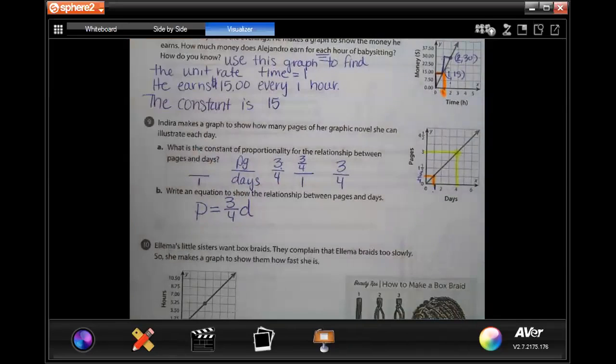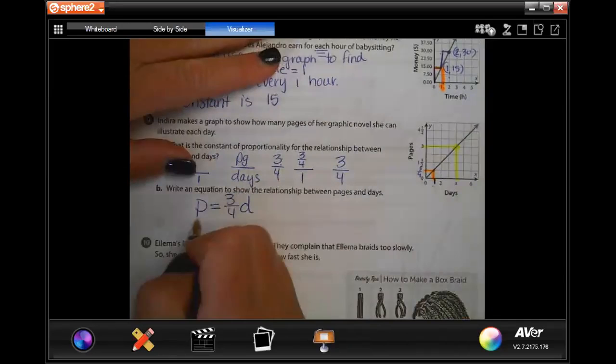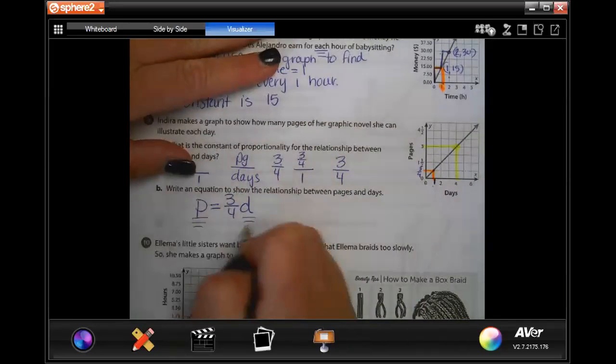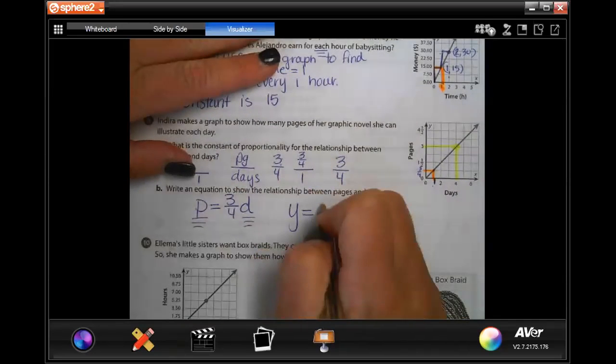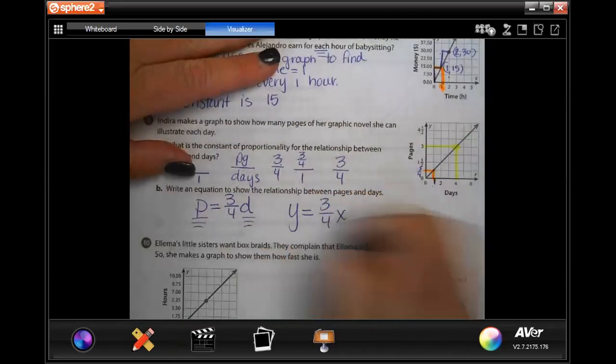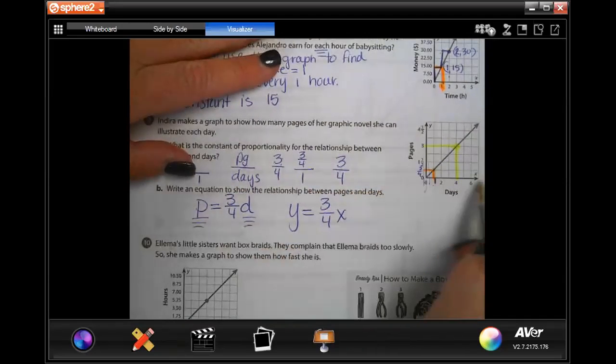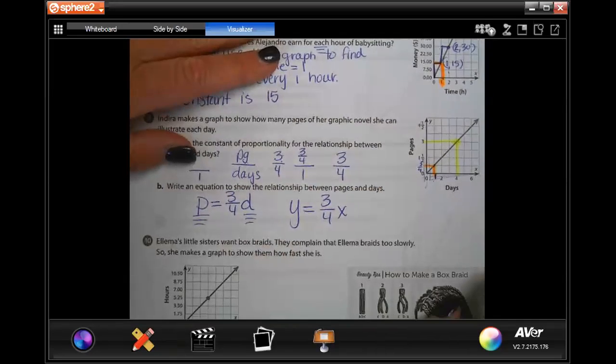All right, so there's our equation. Now, just to let you guys know, sometimes you won't see that they put this in. They will use y and x. So y for the y value and x for the x axis, okay?